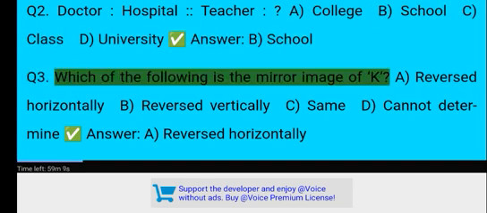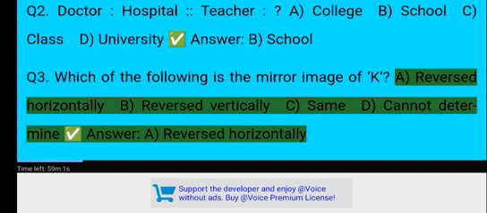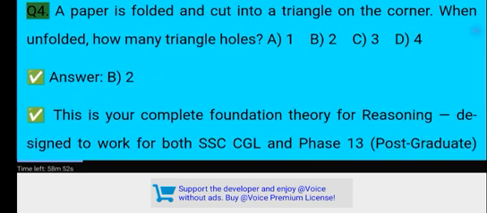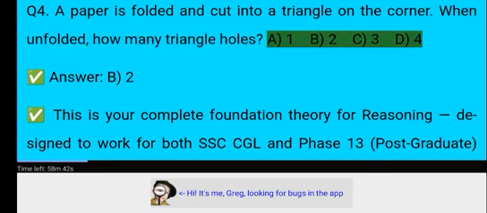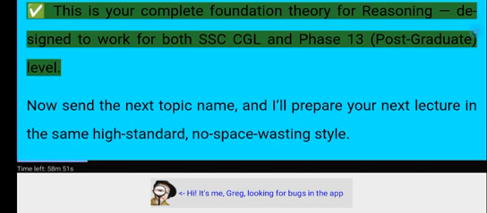Q3. Which of the following is a mirror image of K? A reversed horizontally, B reversed vertically, C same, D cannot determine. Answer: A, reversed horizontally. Q4. A paper is folded and cut into a triangle on the corner. When unfolded, how many triangle holes? A 1, B 2, C 3, D 4. Answer: B, 2.